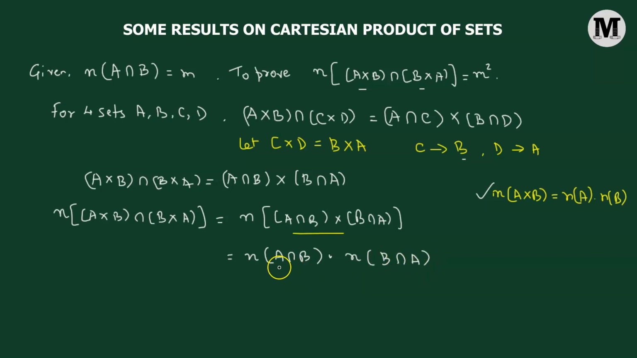Now, what is the total number of elements in A intersection B? We have already mentioned here that it equals m. So we have m common elements between the sets A and B, and this is also the total number of elements in B intersection A. That's also going to be equal to m, which means now we have m squared. We have been able to successfully show that the total number of elements common to the Cartesian product of A and B as well as B and A equals m squared, hence proved.